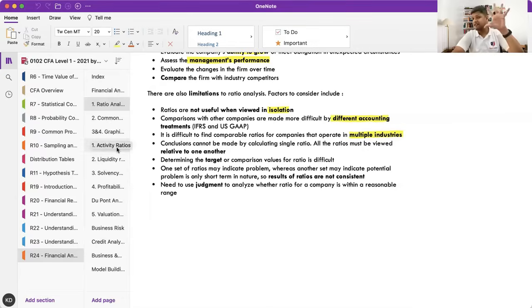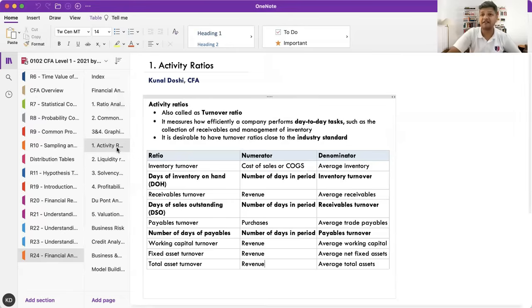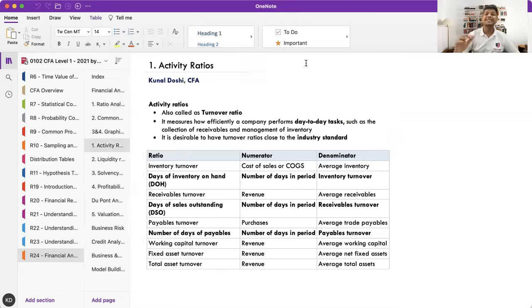We are going to do 5 different types of ratio analysis, 5 factors. The first is activity ratios. Activity ratios are also called turnover ratios. What do you mean by turnover? Turnover, revenue. So in this ratio, your focus will be on revenue.